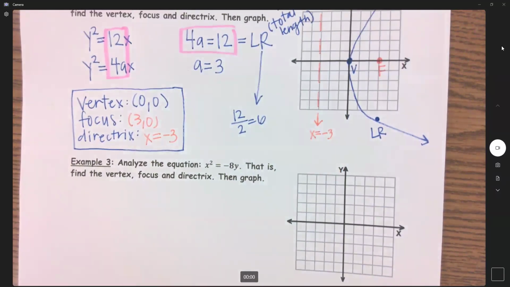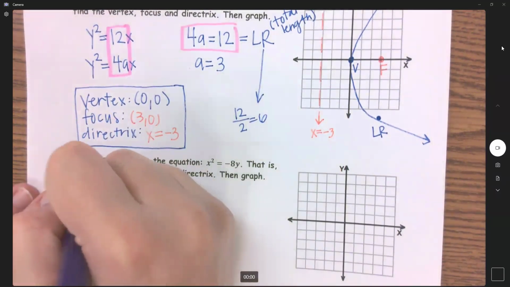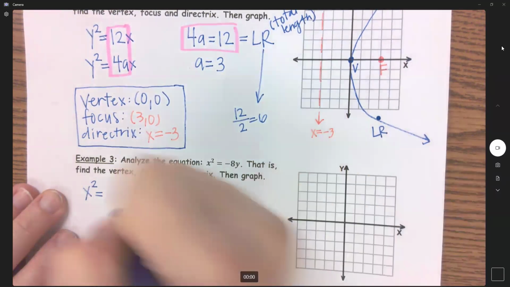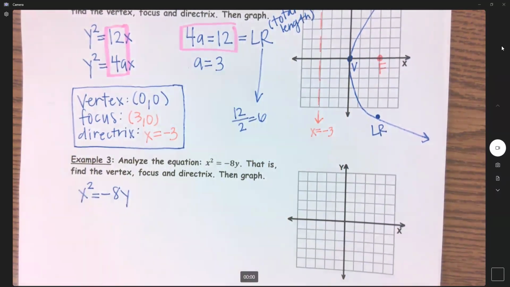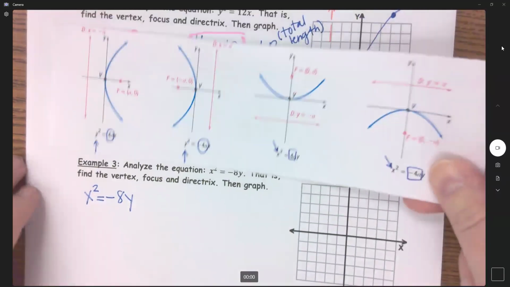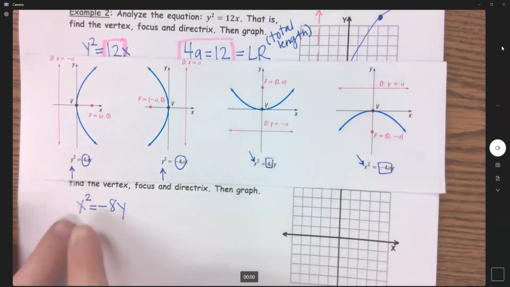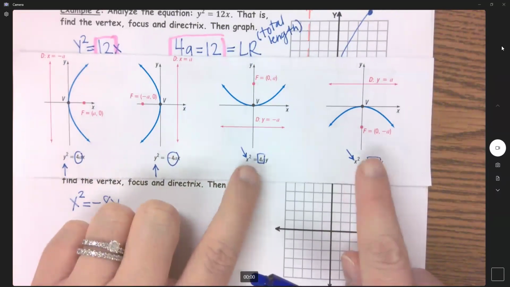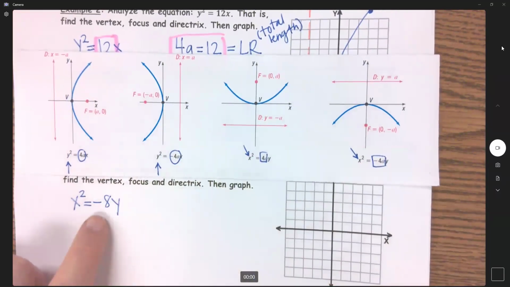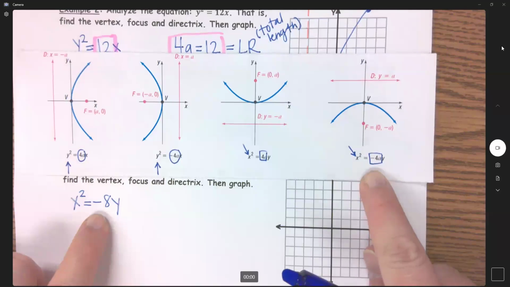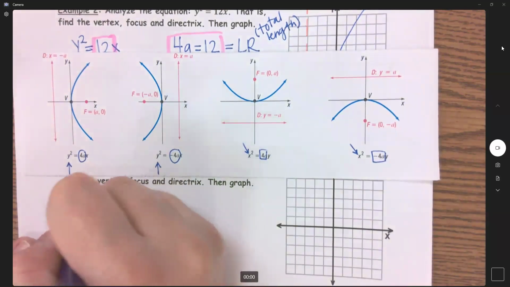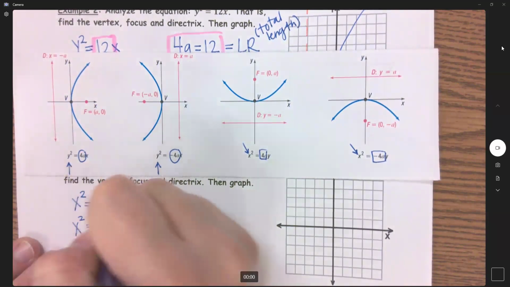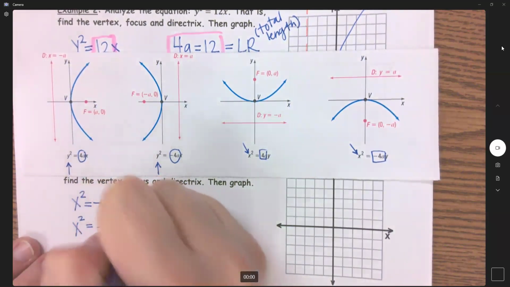Example 3 is asking me the exact same thing, to analyze this equation. So I'm going to stack my equations and rewrite the one that I have here. And what is this equation representing of these 4? So now I have x squared, so I know I'm on one of these two. And because I have a -8y, I'm using this one right here. So we have x squared equals -4ay.